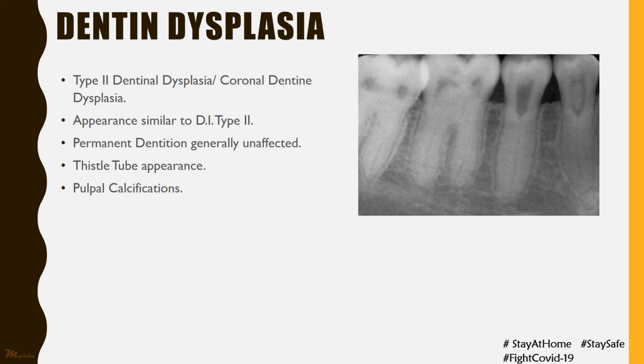The characteristic radiographic feature associated with type 2 dentin dysplasia is the thistle tube appearance, where you can see an enlarged pulp chamber which continues to a narrow root canal, giving the appearance of a thistle tube. Other radiographic features which can be appreciated in dentin dysplasia include calcifications within the pulpal tissue.